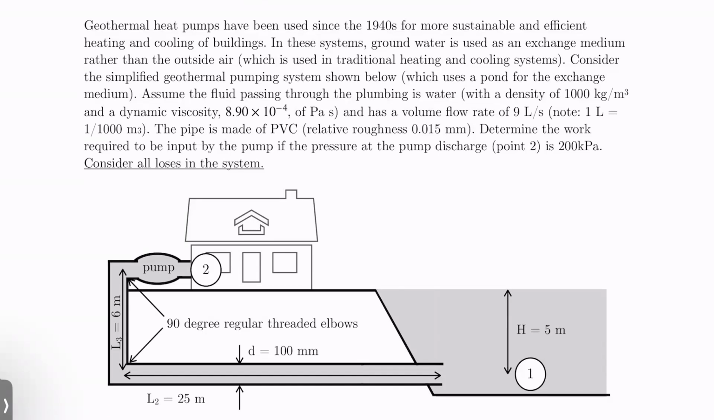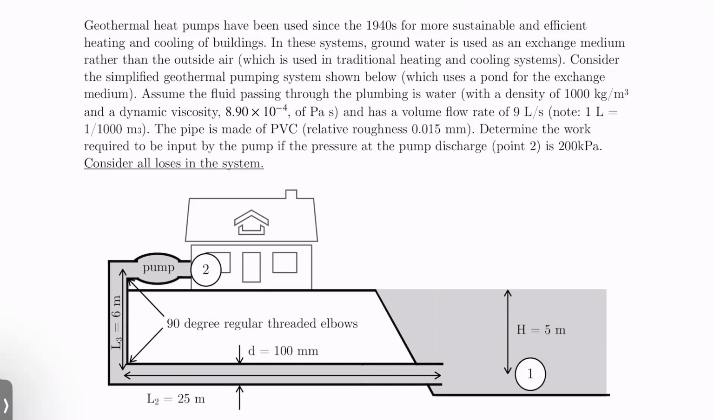But anyway, in these systems, groundwater is used as an exchange medium for the HVAC system rather than the outside air. In this case that I'm showing you here, the house is next to a pond, so it's going to use the pond water to do this. So we're going to consider this geothermal pumping system. We're going to assume the fluid pumping through this is water.